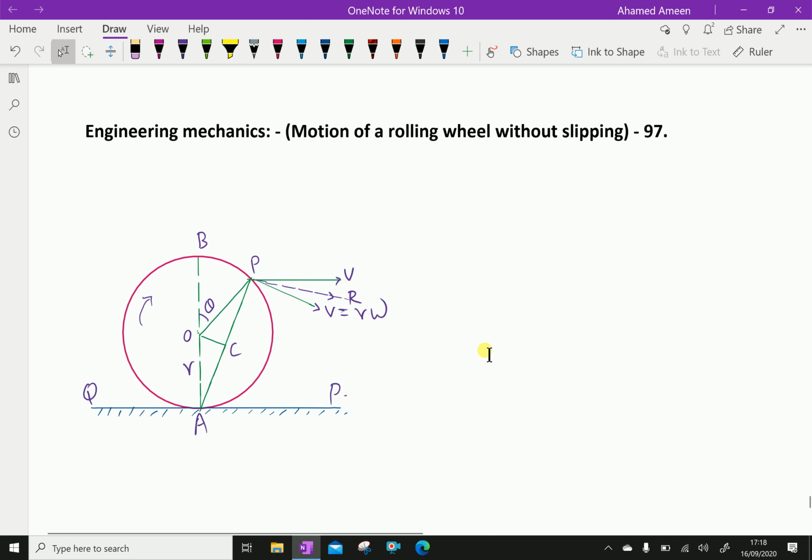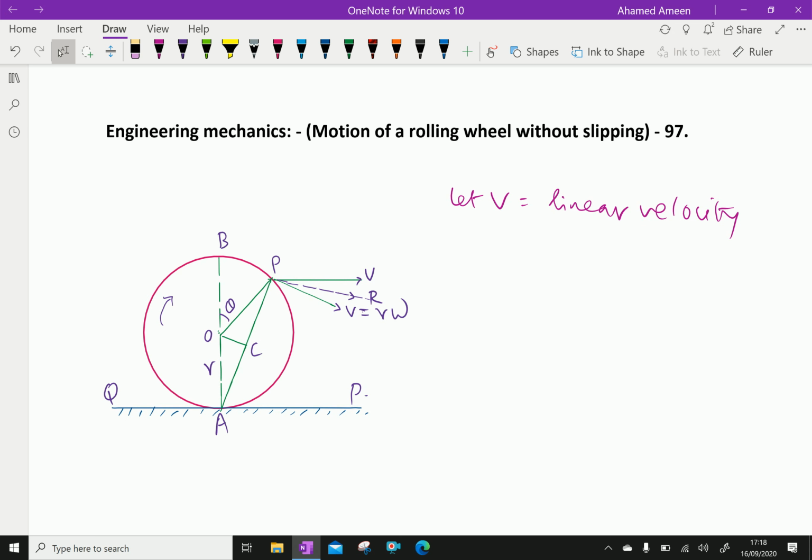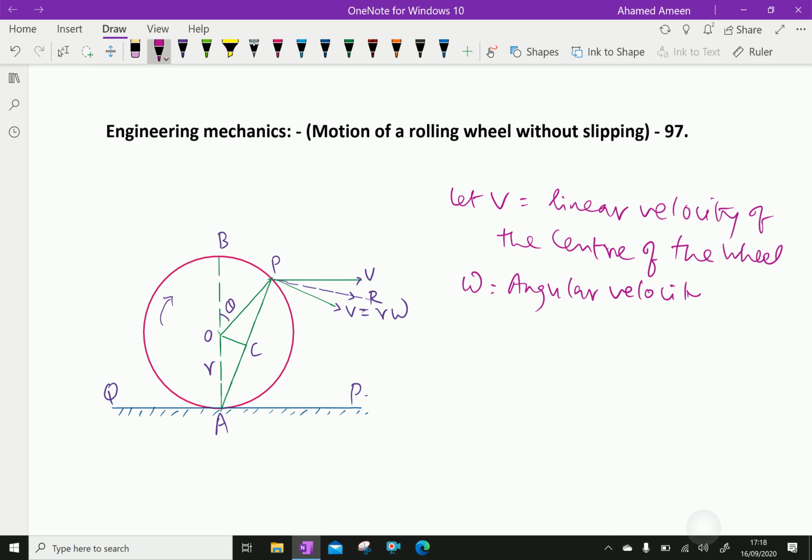Let v equal the linear velocity of the center of the wheel, omega is the angular velocity of the wheel, and r equal the radius of the wheel.